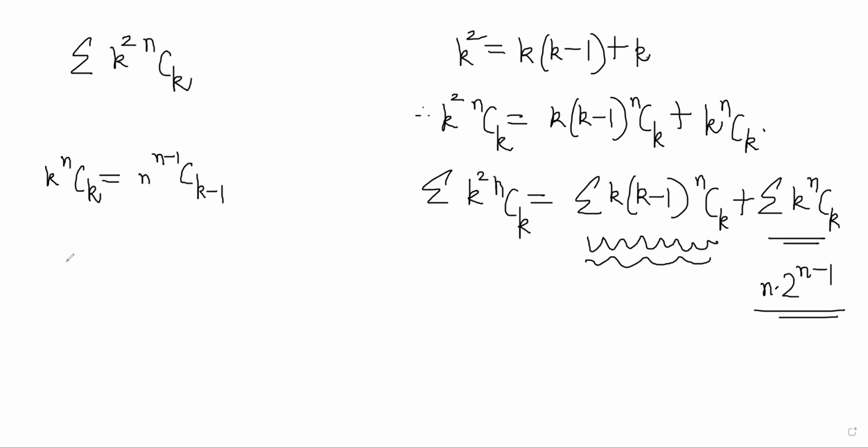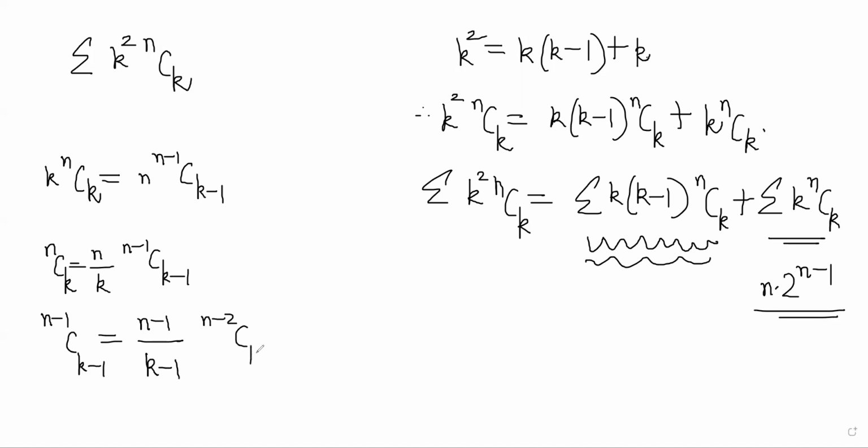Correct. Now, similarly, we can say that nck was basically n by k n minus 1 c k minus 1. So n minus 1 c k minus 1 would be equal to n minus 1 by k minus 1 n minus 2 c k minus 2, right?